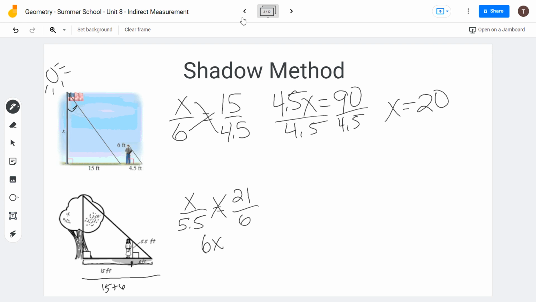Okay, 6 times x is just 6x. 21 times 5.5 is 115.5. We divide, and we would get, so the height of the tree would be 19.25 feet. Now when we look at the problems, we're going to have to use words because they're going to be word problems.